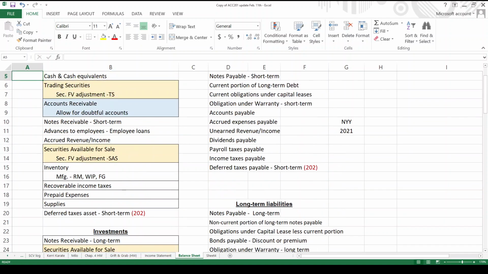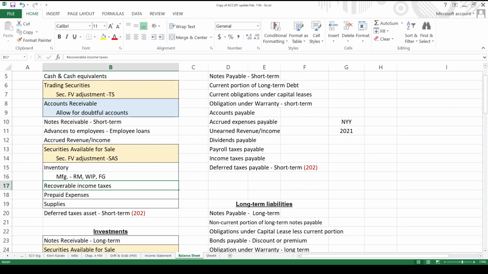Okay, let's go back to our list here. Inventory. Okay, that's the stuff you buy low and sell high, we hope. Or perhaps you're a manufacturer. If you're a manufacturer, you have three different kinds of inventories. You have the raw materials, the work in progress, and the finished goods. So this is a topic which is covered in great detail, typically in a course called cost accounting and also in managerial accounting.